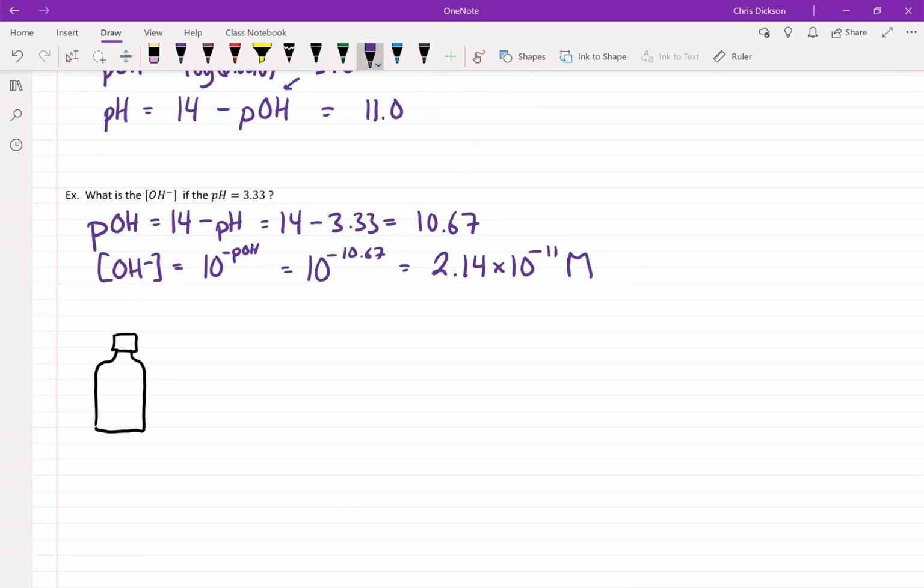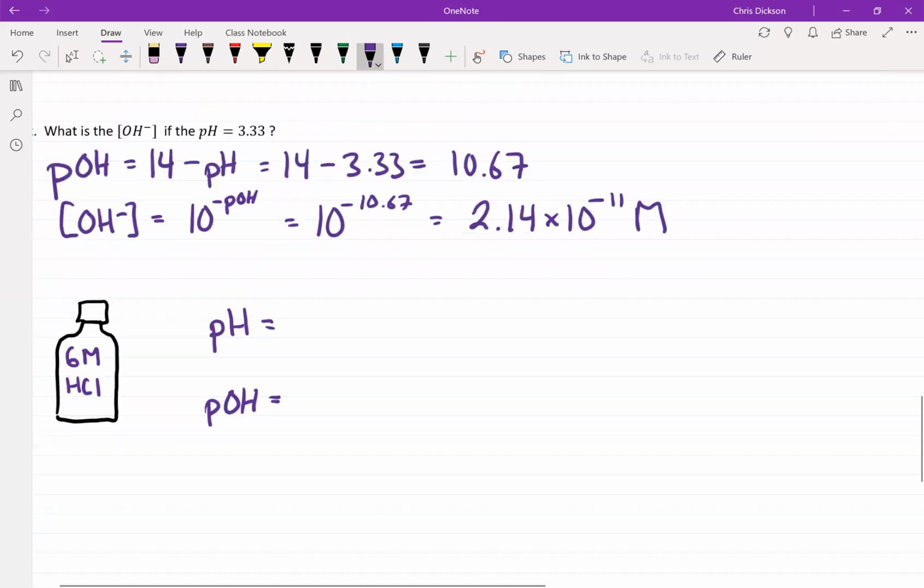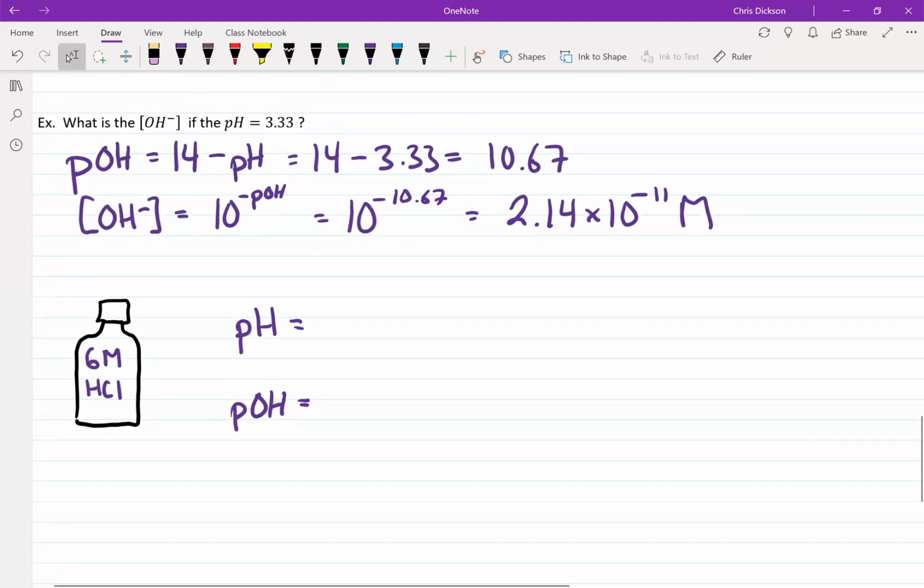Let's say this was 6 molar HCl, and someone asked, what is the pH of this? And what is the pOH? Why not, let's do both questions. Because remember, pH and pOH aren't telling you whether it's acidic or basic. They're just saying this is the amount of H's and this is the amount of OH's. So why don't you guys solve that question?